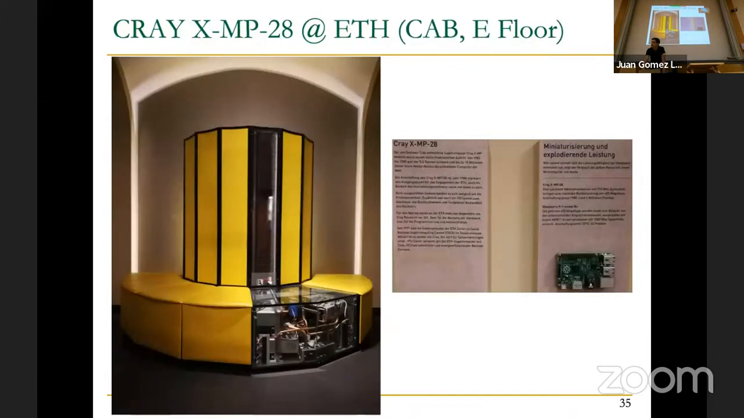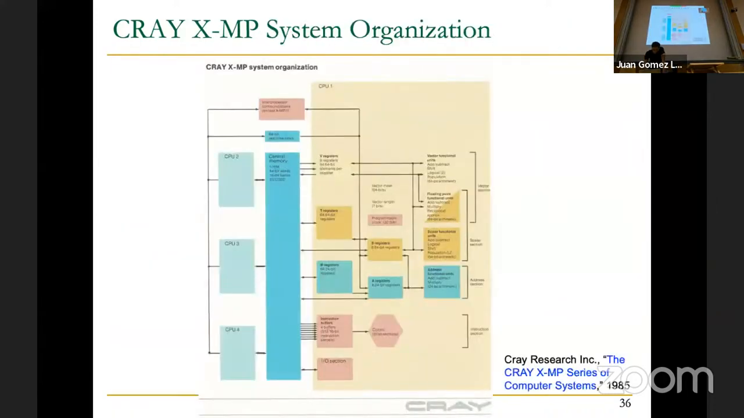This is the paper, and this is one Cray machine that you can visit here at ETH. It's actually in the CAB building. You have probably seen it already, and you can also find in this slide some information about it. Observe how the scheme is very similar to the one for the Cray-1.